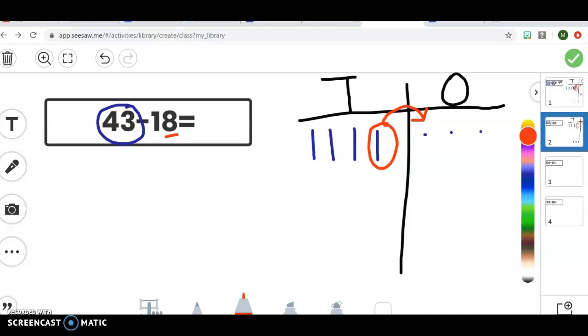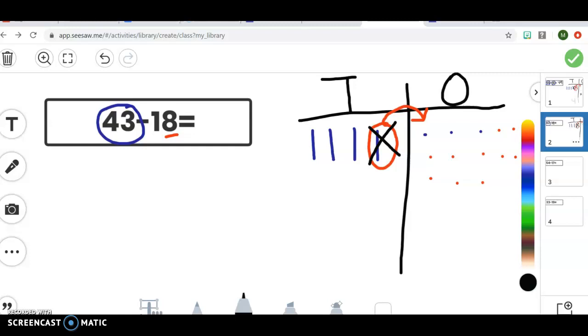Ready? I already have 3 there. Let me draw 2 more to make 5. But I'm drawing 10. 1, 2, 3, 4, 5, 6, 7, 8, 9, 10. And there I have regrouped my 10 as 10 ones. So now I can subtract my 8 ones. But let's cross this guy out because we used him up. He's done. So now let's take 8 ones away.